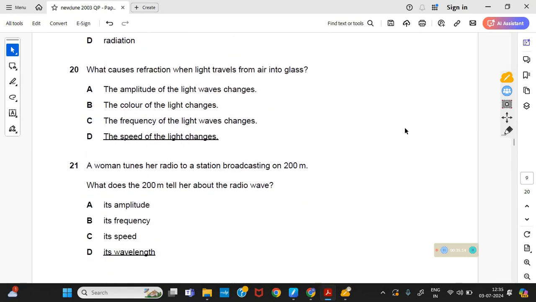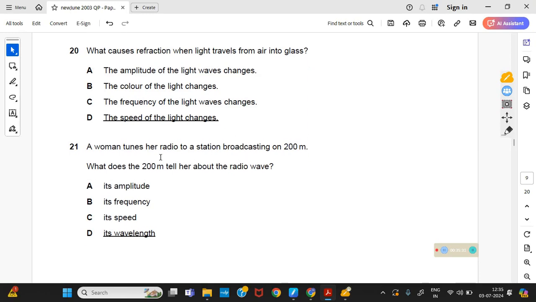What causes refraction when light travels from air into glass? We know that change in speed is the reason for refraction. Option D is right. The speed of the light changes when it travels from one medium to another medium.